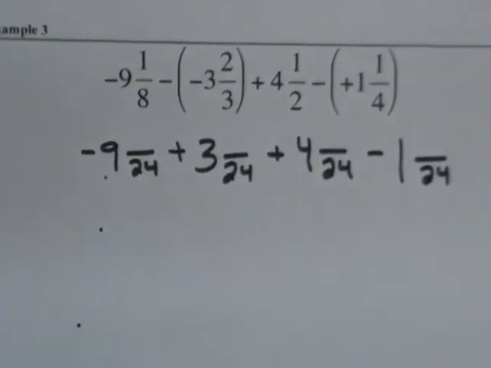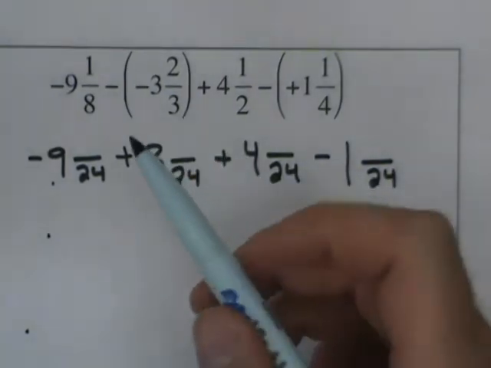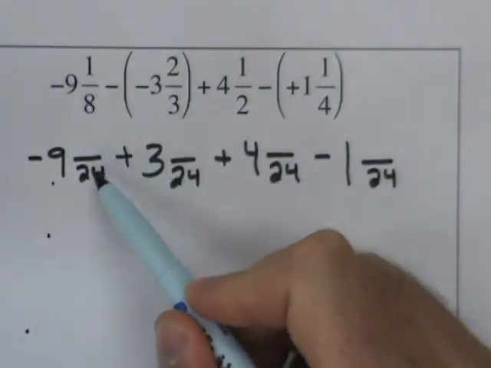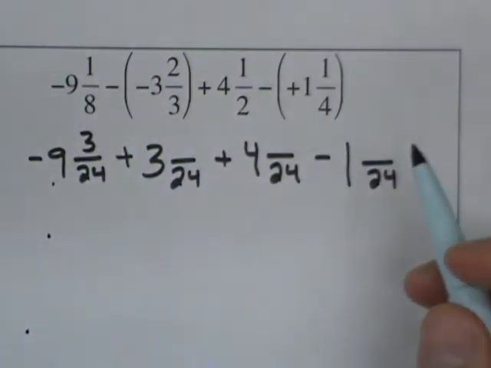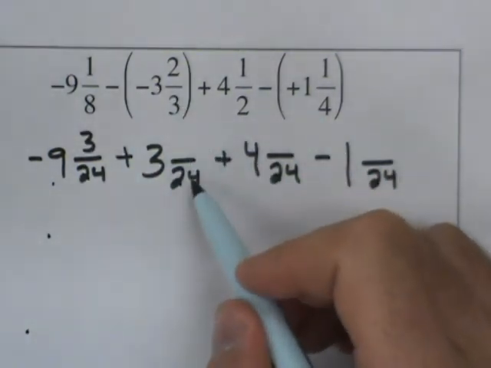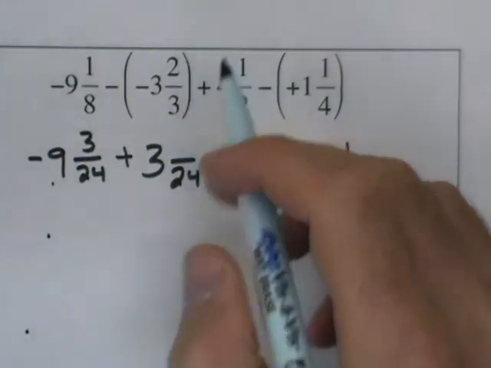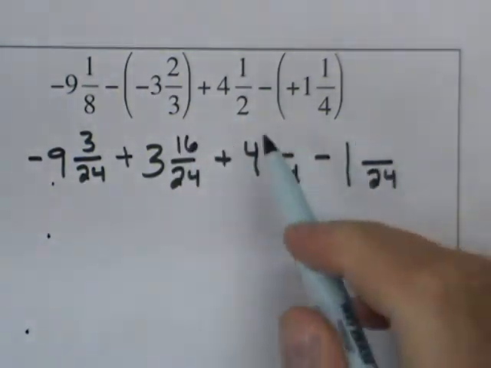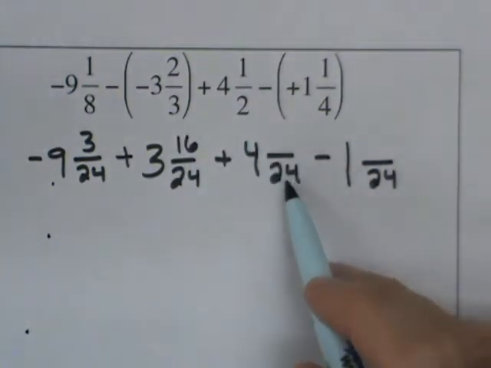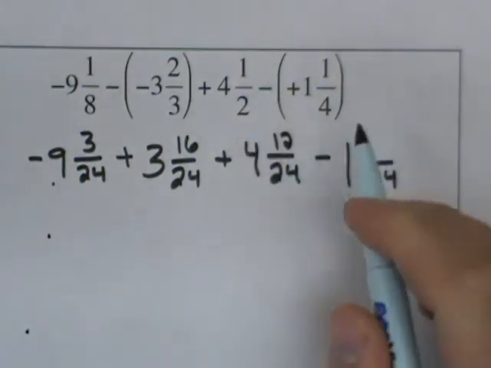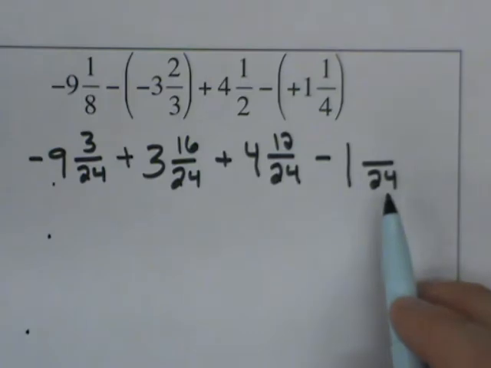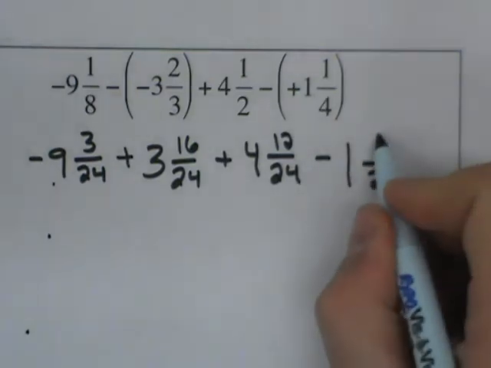Now we have to change all of our numerators. And so we'll say 8 goes into 24 3 times. 3 times 1 is 3. 3 goes into 24 8 times. 8 times 2 is 16. 2 goes into 24 12. 12 times 1 is 12. 4 goes into 24 6. 6 times 1 is 6.